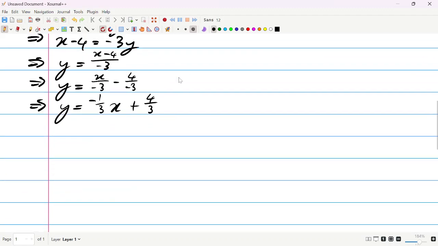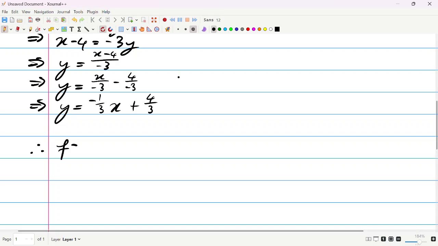But our final answer, they said find the inverse. And the inverse is notated as follows. So we can say, therefore, the inverse of f of x is equal to what we just have here, negative 1/3 x plus 4 over 3. Not so difficult, hey? Let's get into actual examples where we have to sketch graphs, we have to find domains and everything. Okay, it's not that crazy.